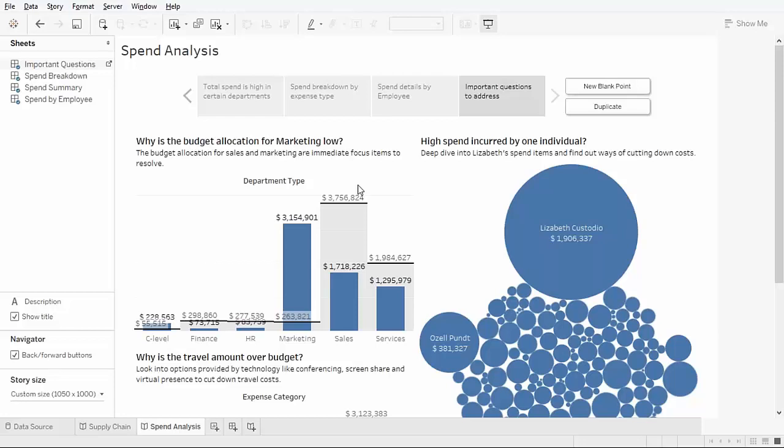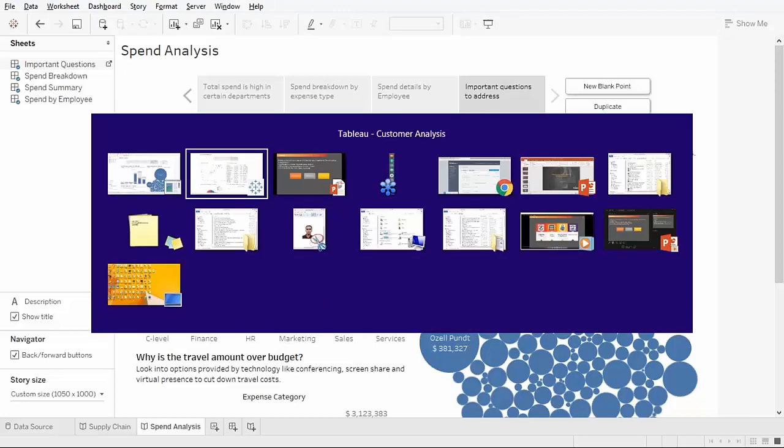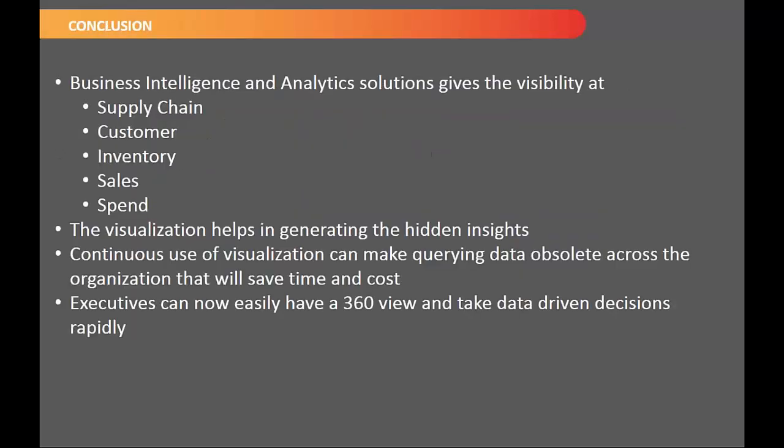So now we have covered the three aspects of wholesale distribution industry, where we have covered the KPIs that we discussed at the beginning of the webinar. Now let's look at what we covered so far. We covered that business intelligence and analytics solution, like the one that we were using, gives you a visibility of your supply chain, your customers, your inventory health, your sales performance, and the spends that you make across the organization. The visualizations that we showed did help us in identifying the hidden insights.